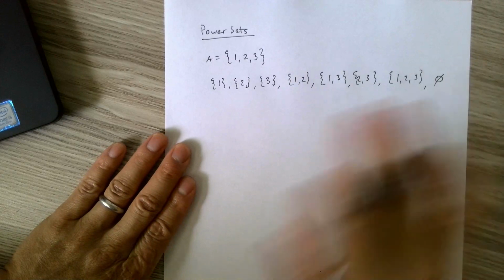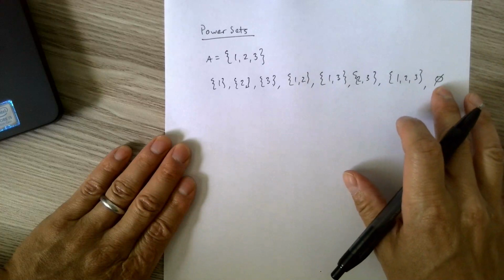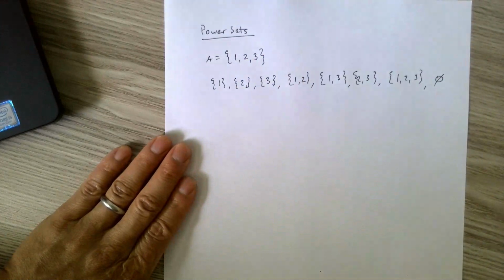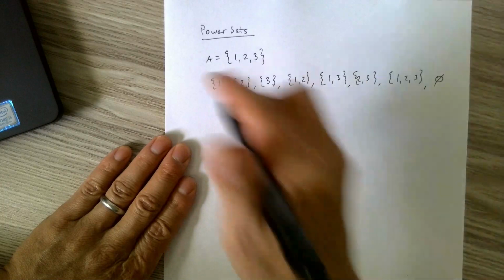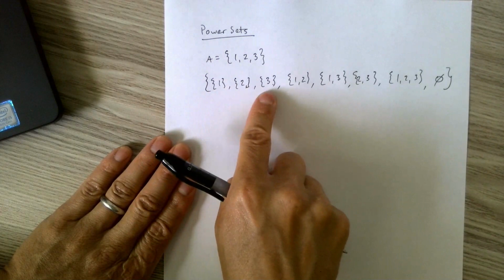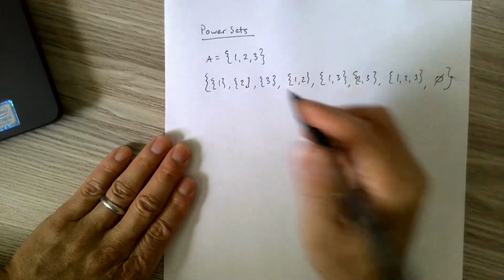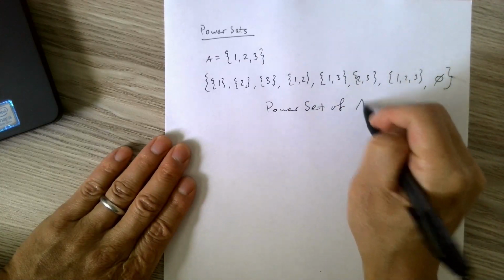Remember, the empty set is a subset of any set because if you superimpose the empty set on a set, it doesn't change the set. So this is considered a portion, a subset of set A. And if I now take all of these sets and consider each set a thing, an element, a member of a larger set, this is called the power set of A.